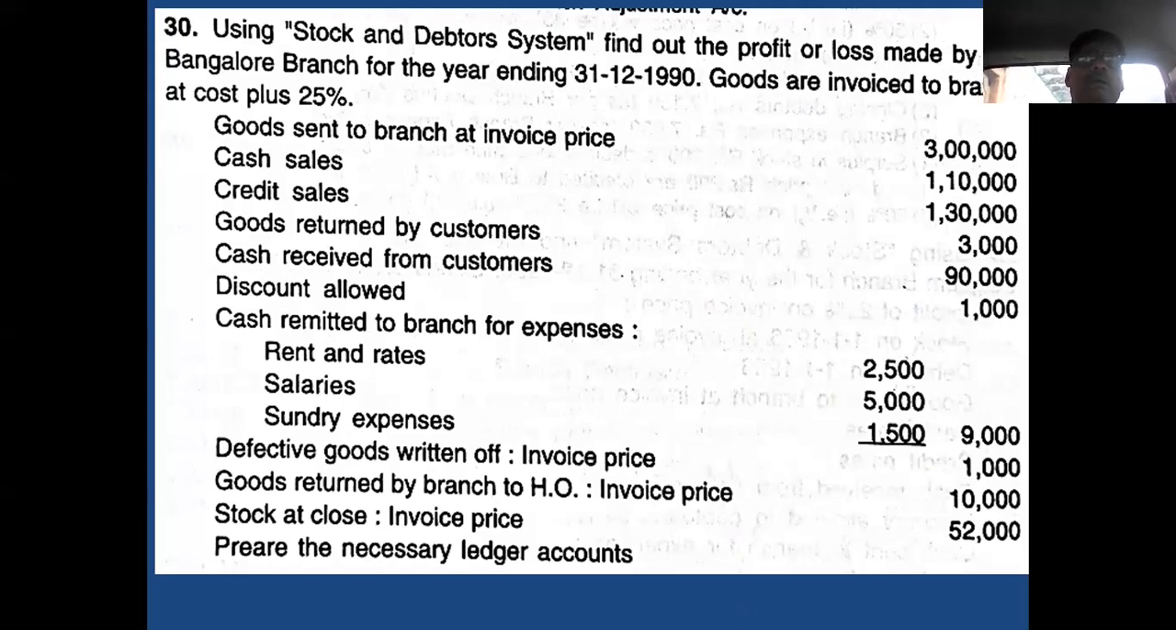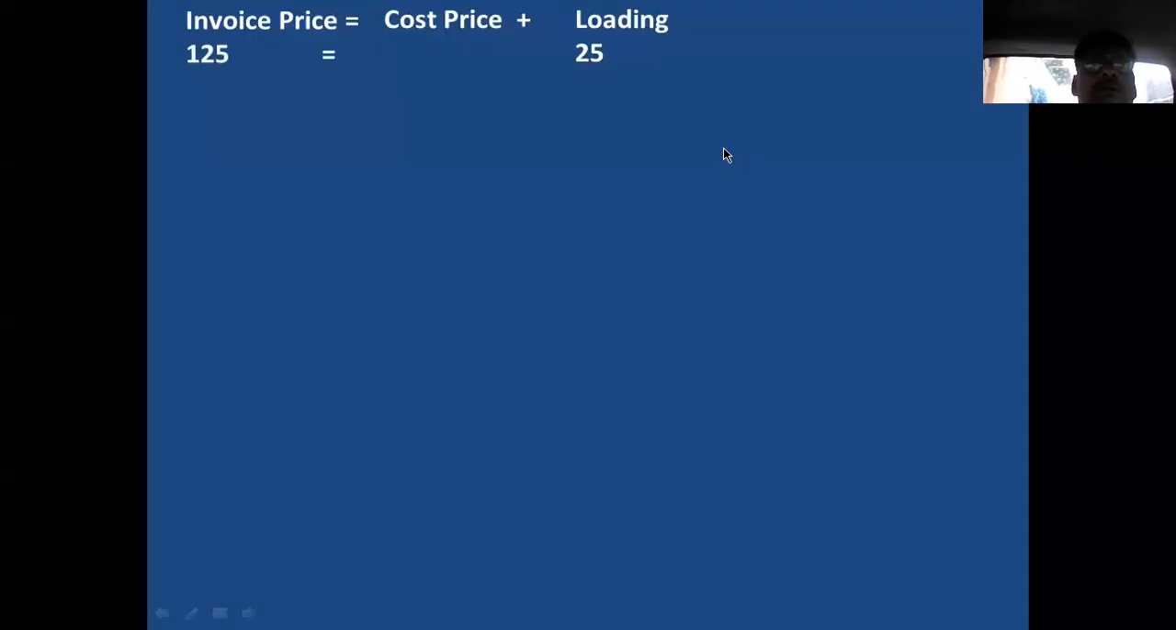Invoice price is equal to cost price plus loading. Loading is 25, cost is 100, invoice is 125. So your equation is loading is equal to 25 by 125, which means 1/5 of the amount.